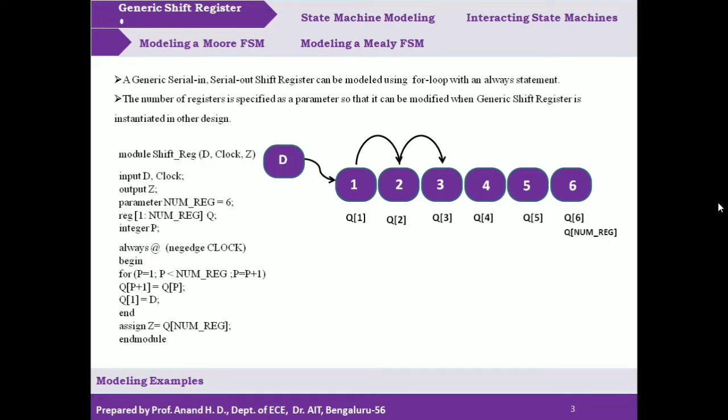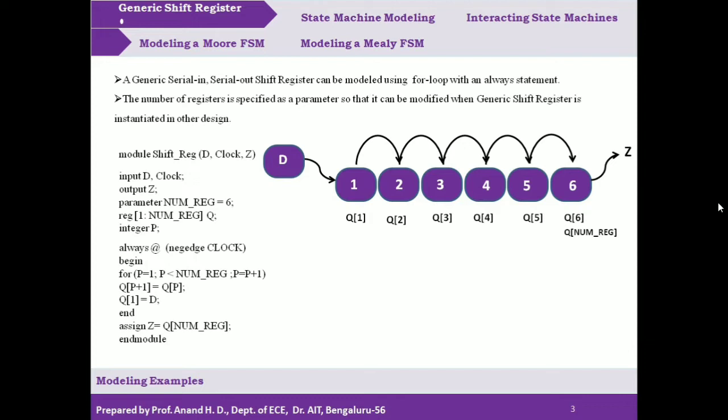Next again, the same thing. There will be one more right shift, one more right shift, then one more right shift. So at the end of the for loop, what happens? Z will be equal to Q of numReg. That is, Z will be equal to Q of 6. So our output Z is going to take the value which is present at the bit Q of 6. So this is the generic shift register module, right?